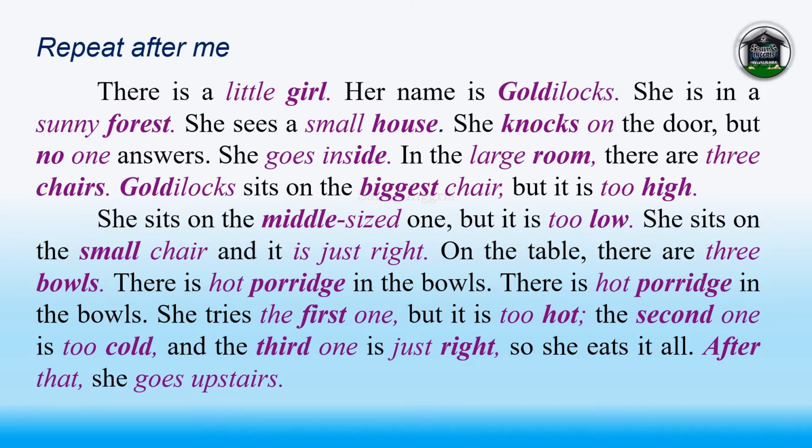chairs. Goldilocks sits on the biggest chair, but it's too high. She sits on the middle-sized one, but it's too low. She sits on the small chair, and it's just right. On the table, there are 3 bowls. There's hot porridge in the bowls.